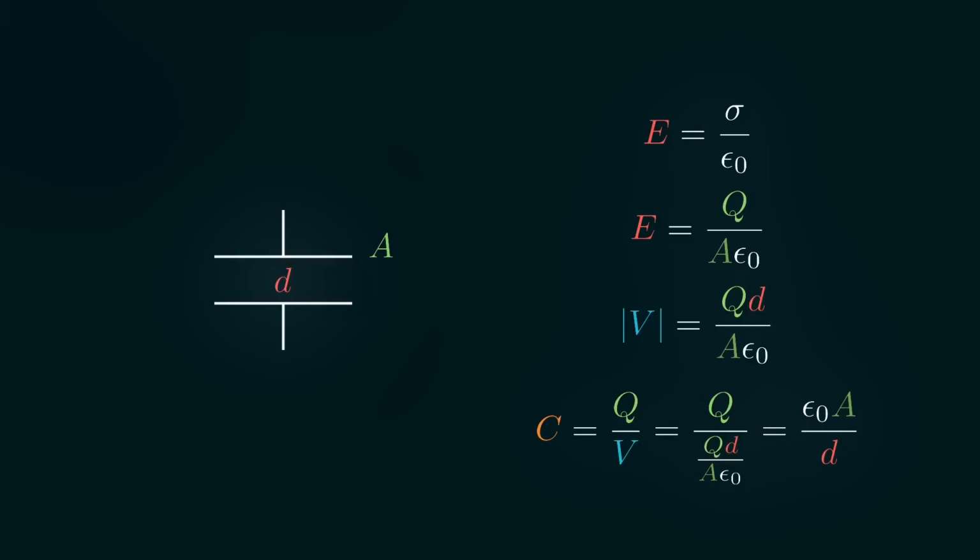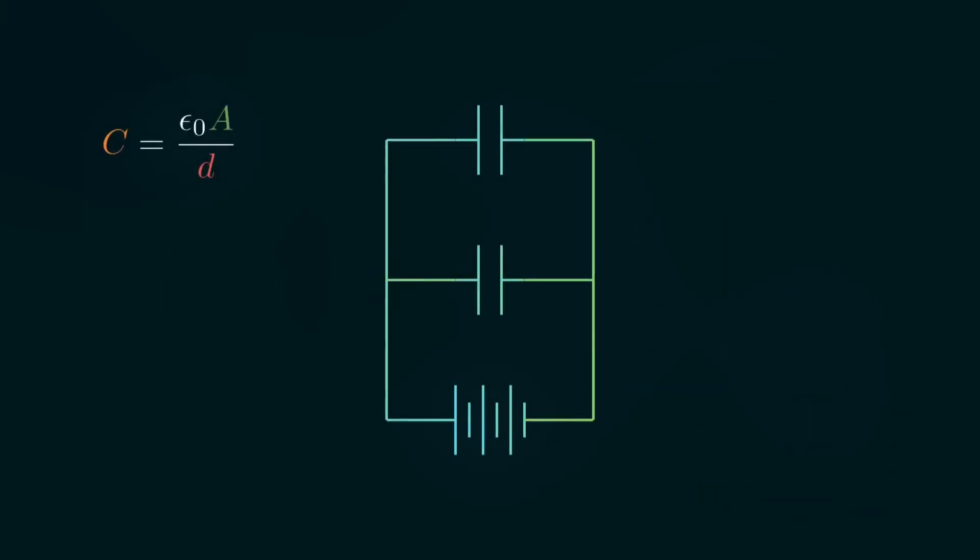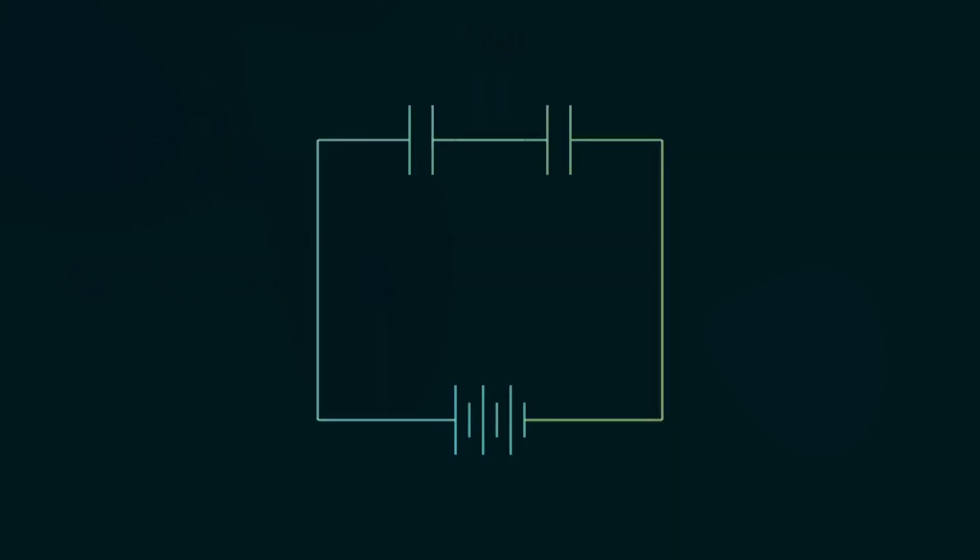In other words, it's proportional to the area and inversely proportional to the plate-to-plate distance. So if we have 2 capacitors in parallel, then we effectively have one big capacitor. Since capacitance is proportional to area, the effective capacitance is just the sum of each capacitance on the parallel capacitors.